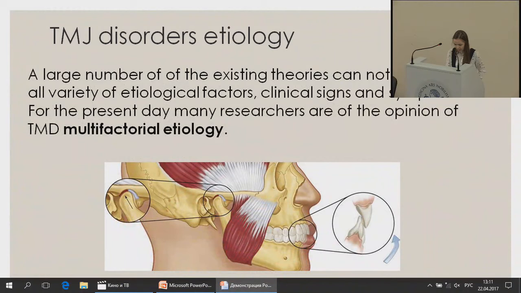Today, most researchers are of the opinion of multifactorial etiology of temporomandibular joint disorders. And according to some statistics, the main cause of functional changes is the disharmony of occlusion, first of all, because in 90% of cases it is present. Secondly, there is also the appearance of pathology of connective tissues, including rheumatism. Finally, trauma, tumors, and some other factors can be the cause of TMD.